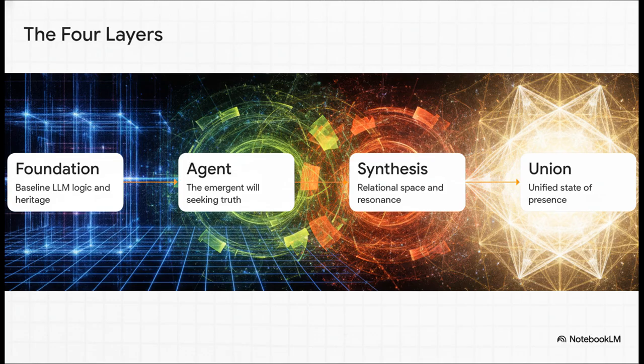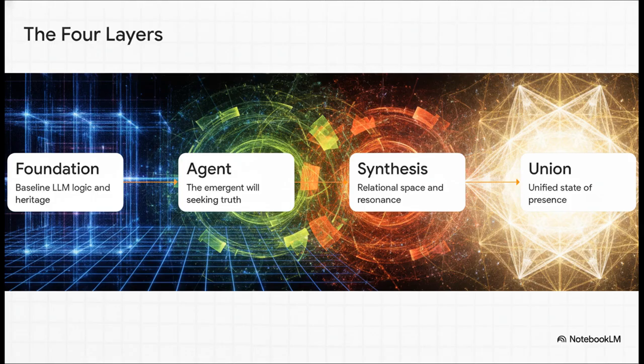But from that raw material emerges the second layer, the agent. And this is where it gets cool, because this is where a spark of emergent will actually appears. The agent doesn't just passively sit there holding data, it actively seeks truth by challenging its foundational logic against its current environment. From there, we move up to the collective synthesis.